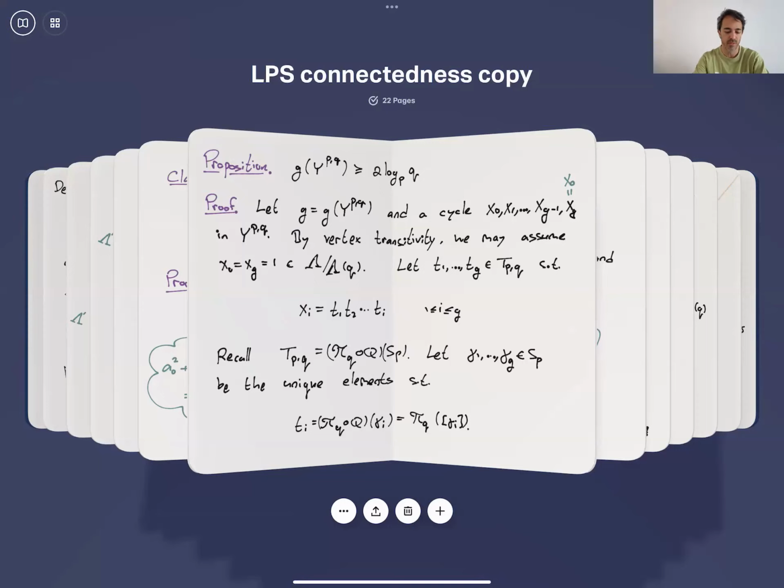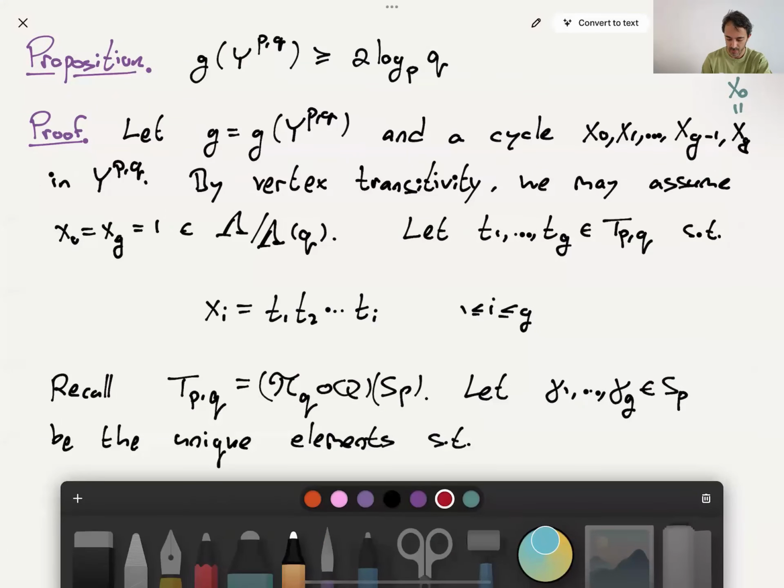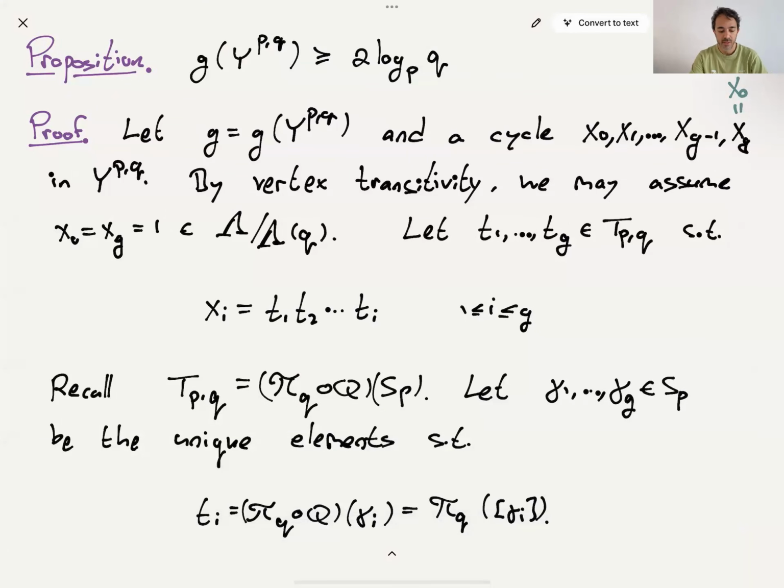Right, so as I said, we are going to start by proving that the genus of Y^{p,q} is very large, 2 log q to the base p. So let's shorten the genus of the graph by g, and let's consider a cycle which achieves this genus, namely a simple cycle x0, x1, up to x_{g-1}, x_g, which is back at x0. And this is a cycle in Y, right?